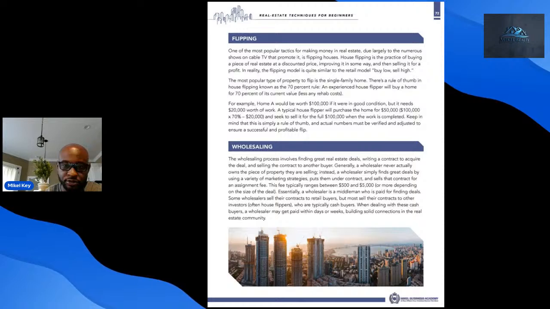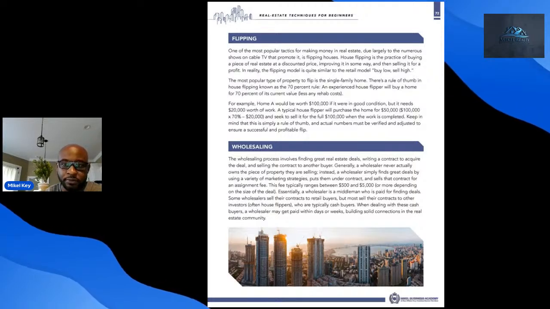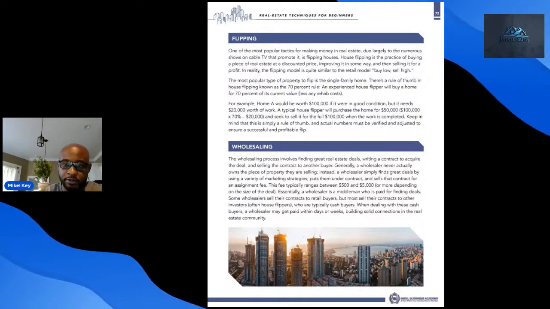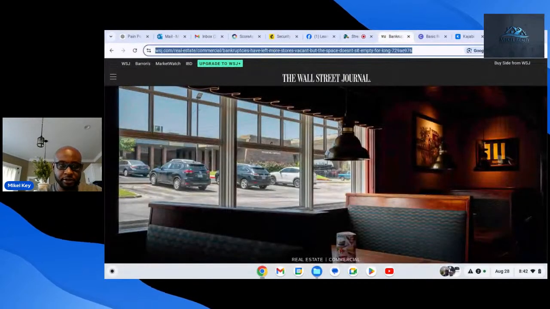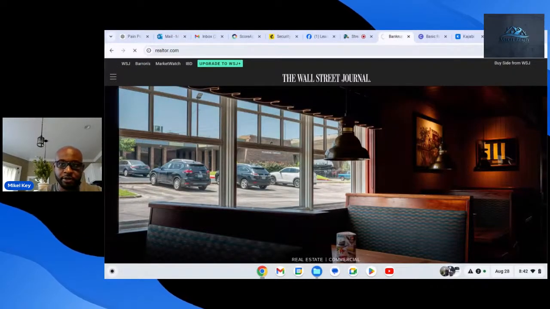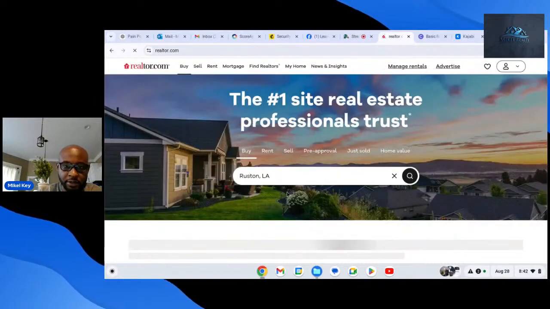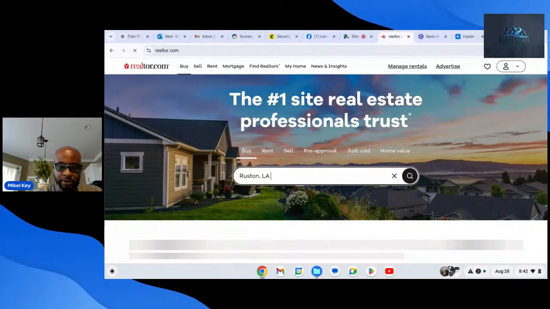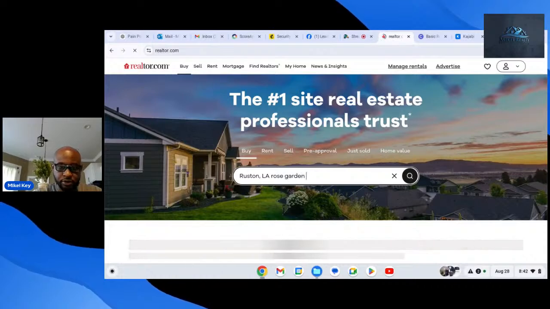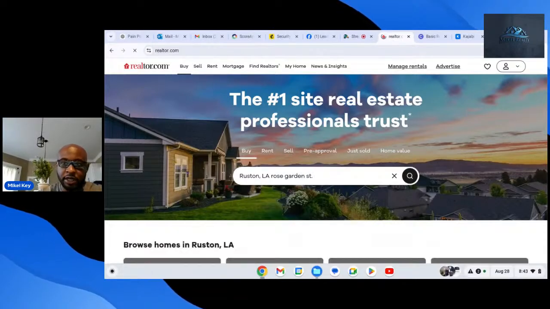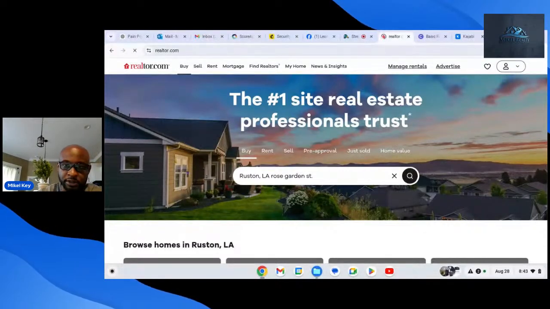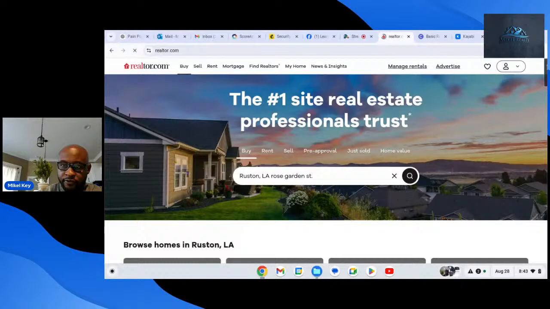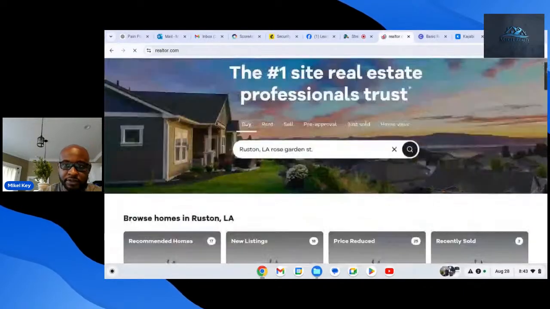I'm going to share my screen with you. What we're going to do is play around with the after repair value right quick. So let's go to realtor.com. I'm going to take Ruston, Louisiana, and let's go to Rose Garden Street, the street that I live on. I want to try to look for some properties that have recently sold.